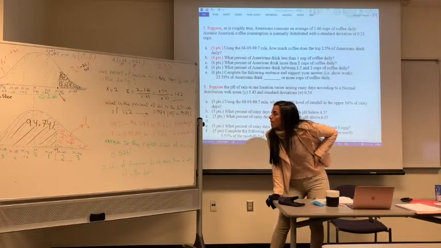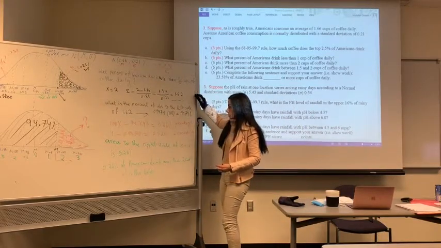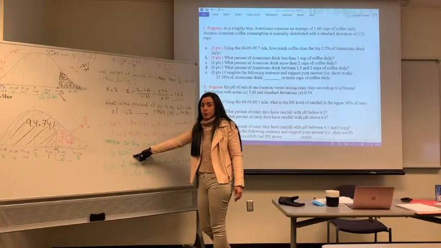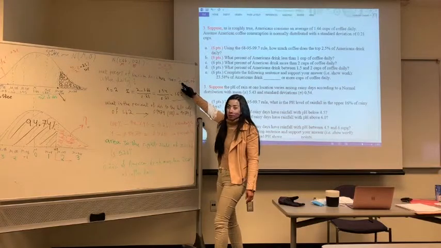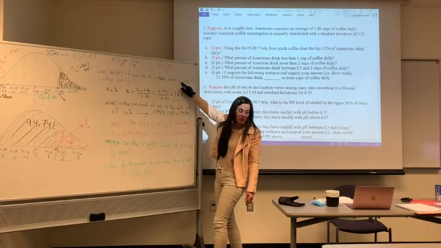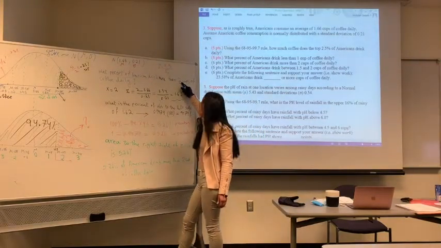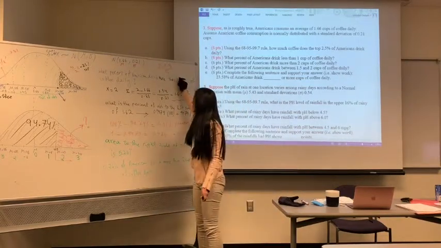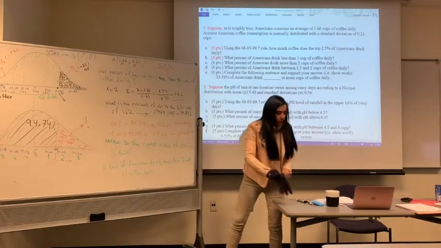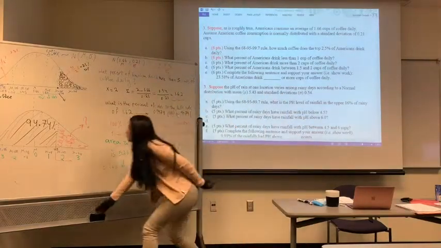More than. So this is a small portion of Americans who drink more than 2 cups of coffee, okay? So I want to increase this to maybe 3 cups of coffee to see what percent of Americans drink more than 3 cups of coffee daily, okay? Let's see what we will have. So what you should do, x is equal to 3, okay? And you will find the z value.